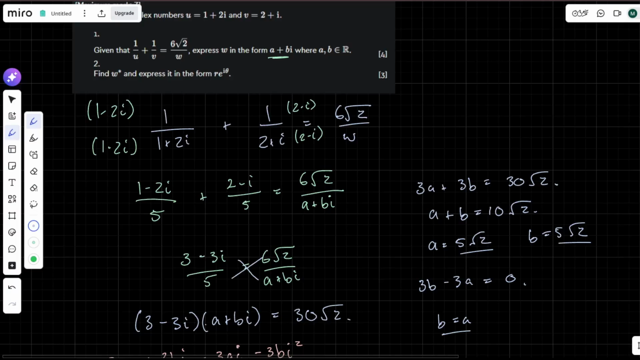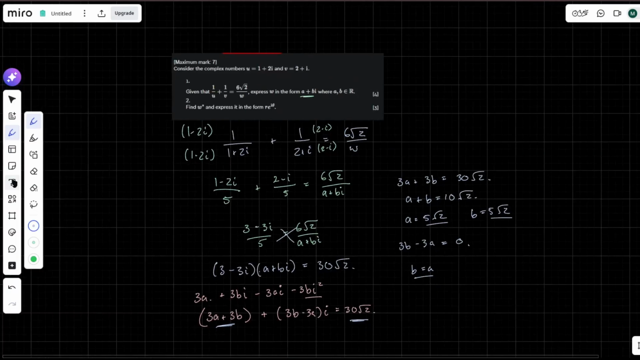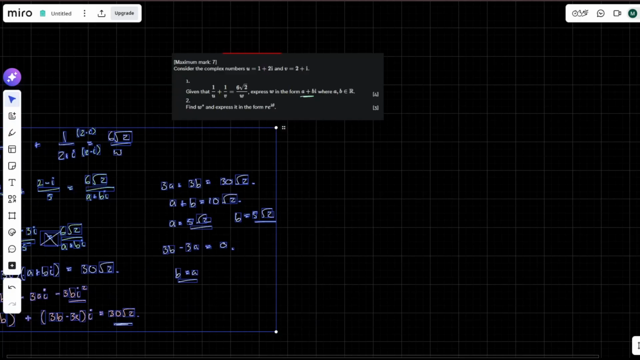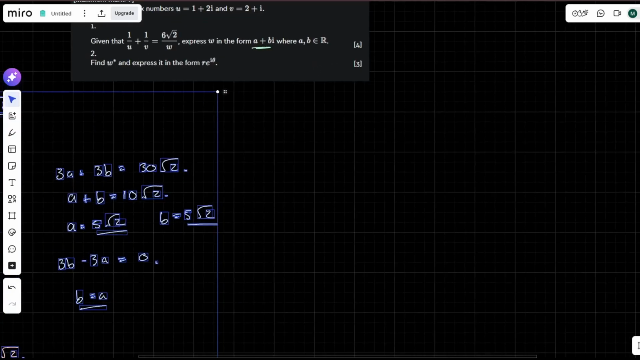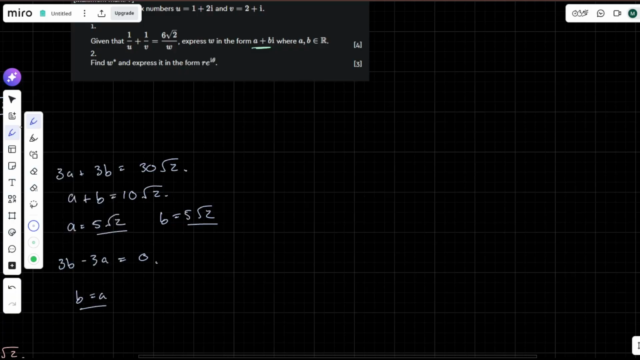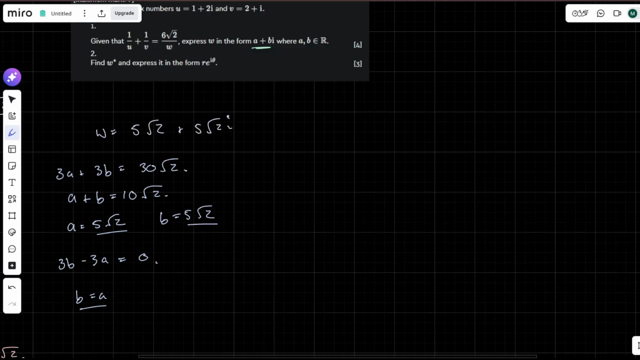It just seems odd. For some reason, my brain is not happy with this as a solution, but we're going to park the gnawing feeling of doubt for a second and have a look at this. So W, let's just store what we think that is. So we think W is 5 root 2 plus 5 root 2i, right? Express it in this format.